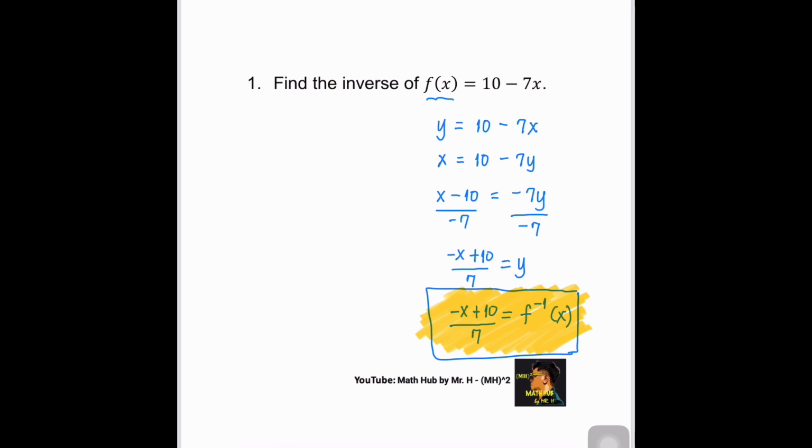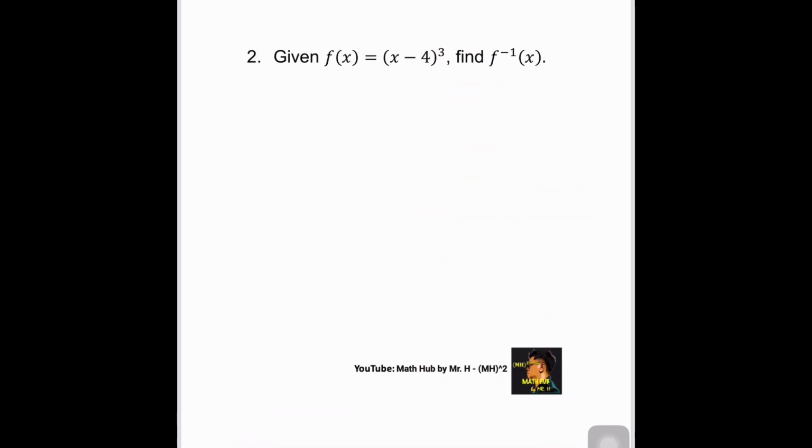Alright, let's take a look at the second example. Given f of x equals quantity x minus 4 to the power of 3, find f inverse of x. For this example, we will still be applying the same concept and the same steps that we applied in example number 1. So first we need to change f of x into y.